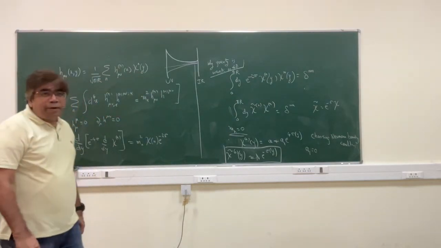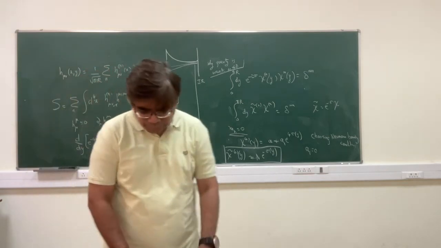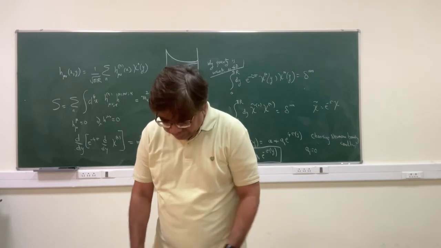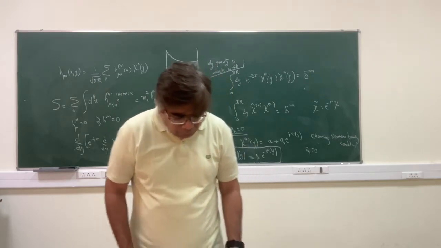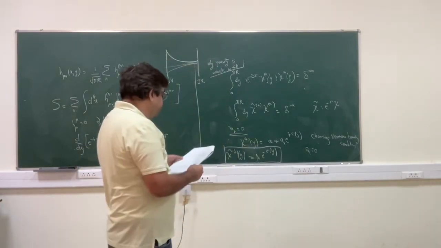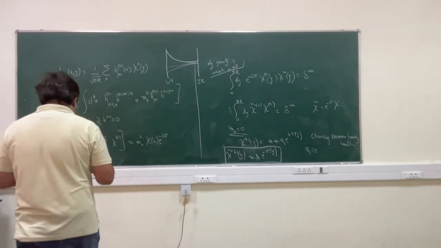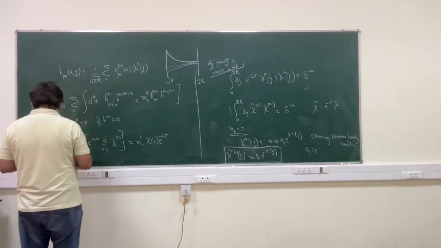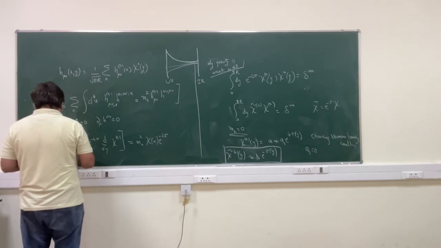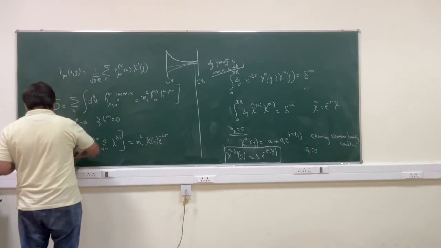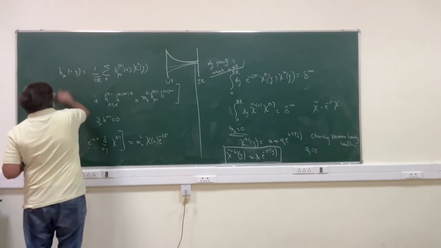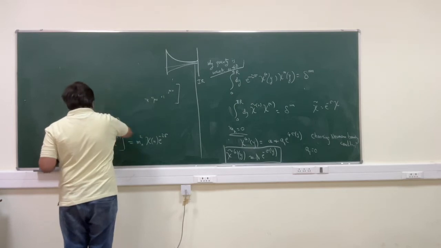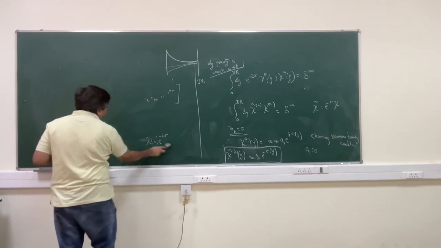But what about KK gravitons? Okay, KK gravitons solve a completely different equation of motion. This is similar to the scalar field equation we have seen, except that now it has two indices.